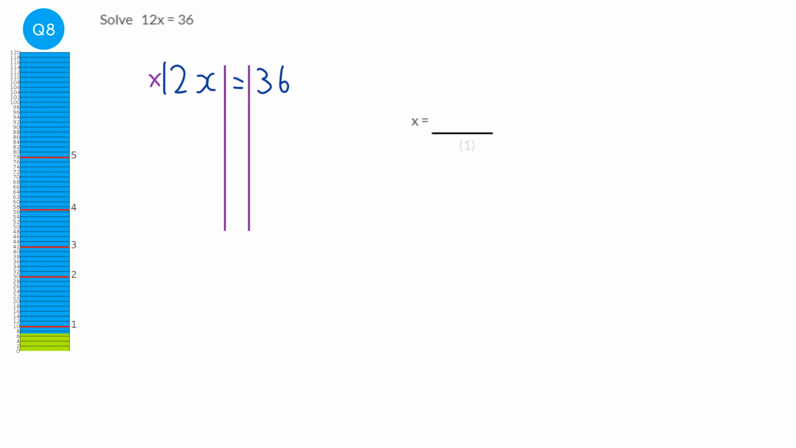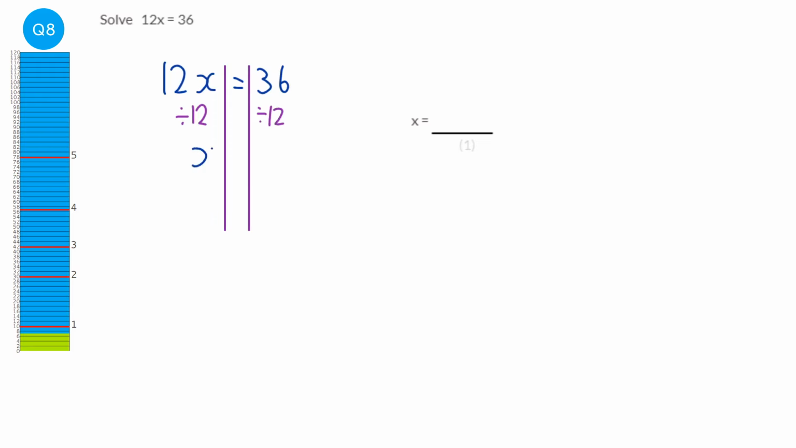So we need to do the opposite of that to get rid of it. What is the opposite of times 12? Divided by 12. Now these lines show us we've got to do the same to the left and right. So if I divide the left hand side by 12, I have to divide the right hand side by 12.